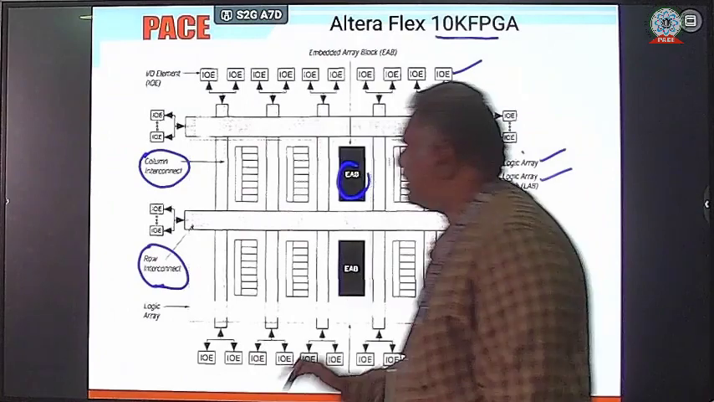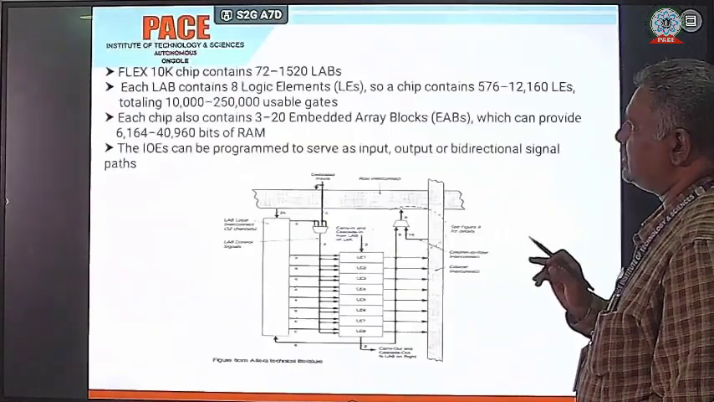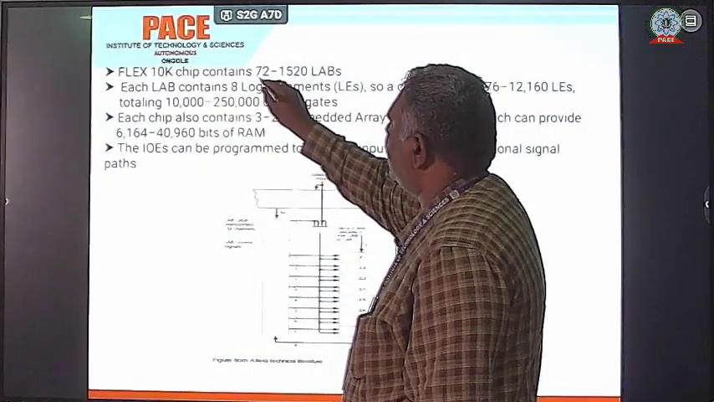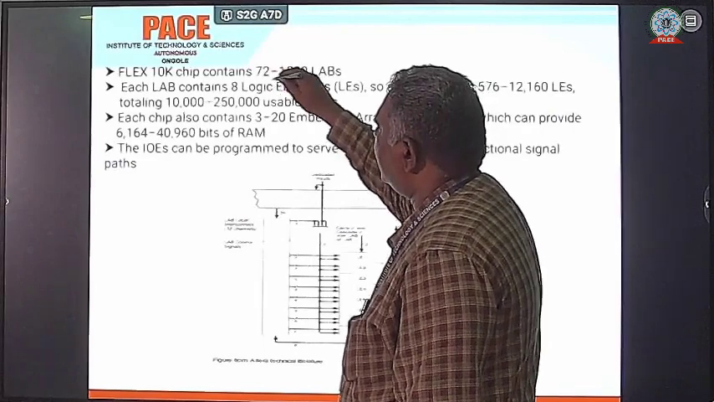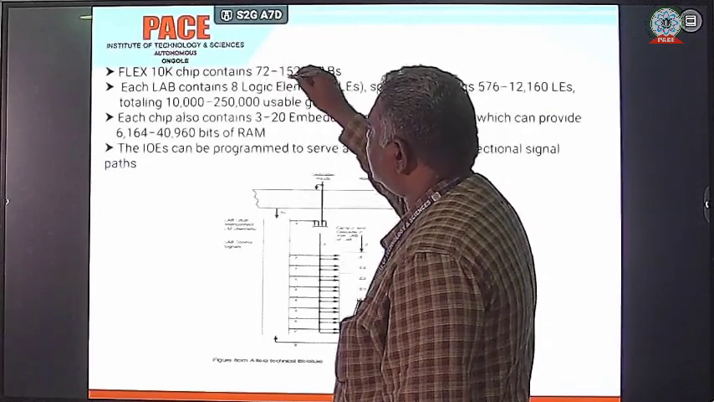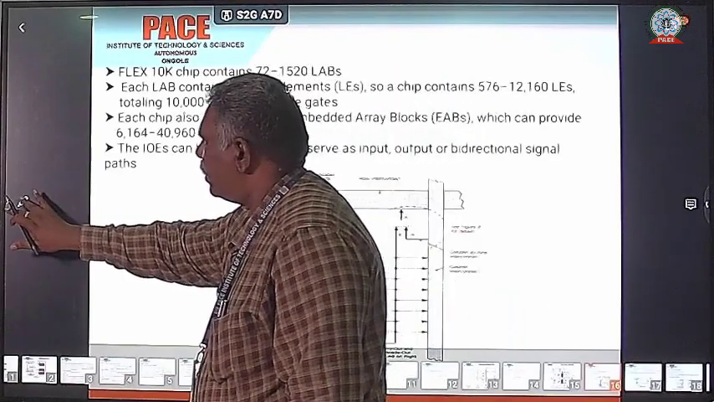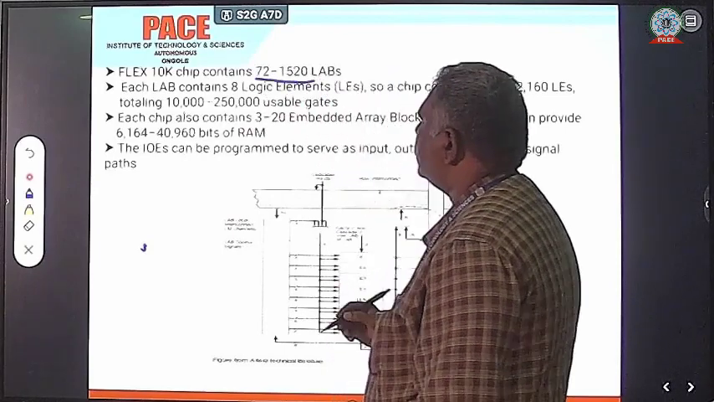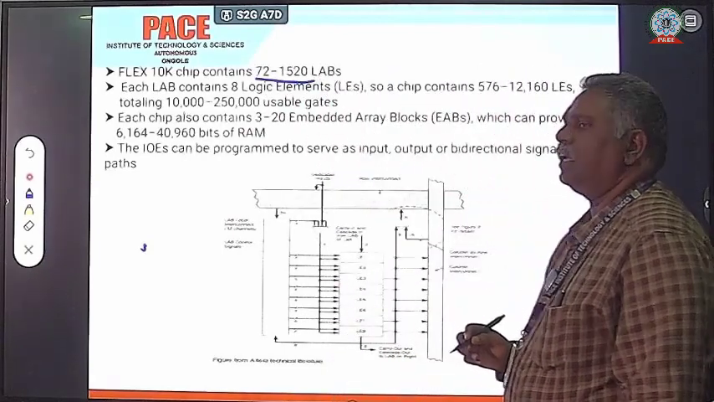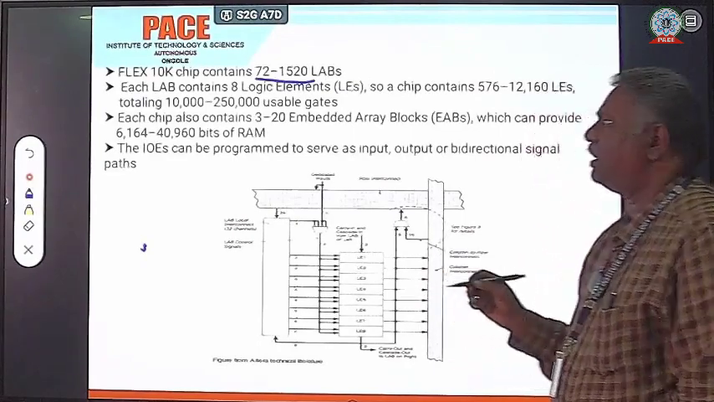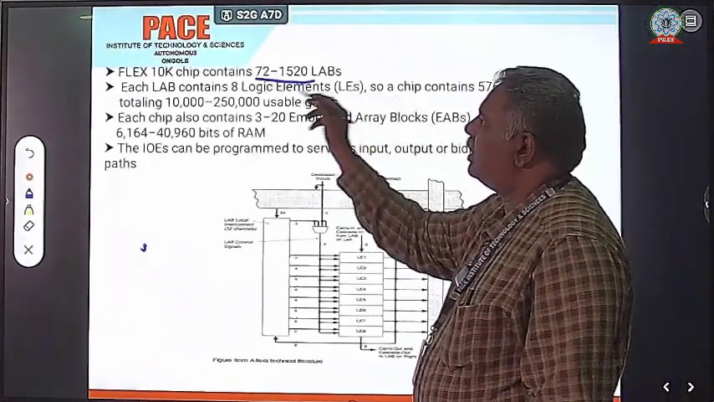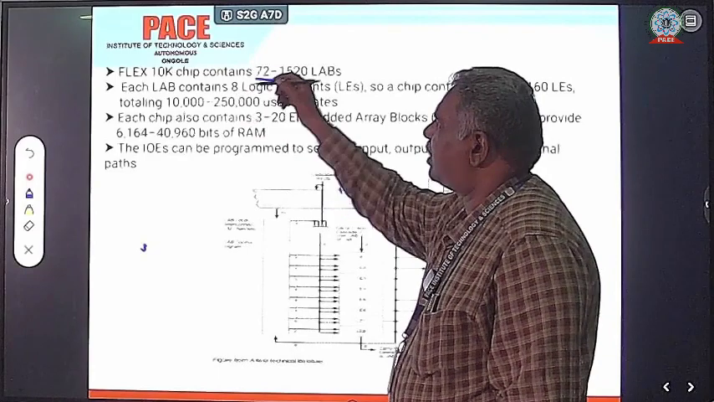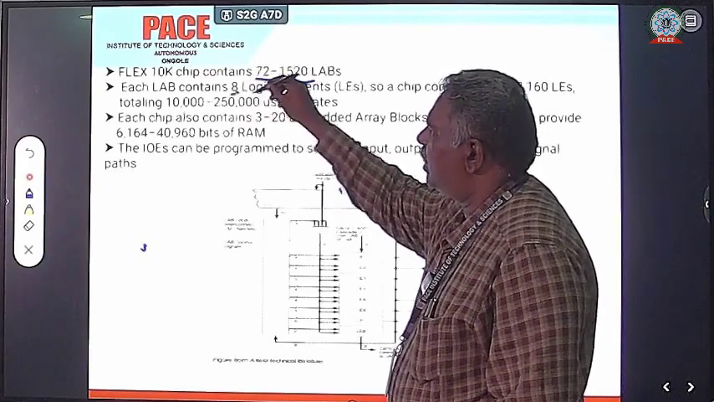Now we will see what the advantages are. In this, how many LABs are there? We have 72 to 1520 LABs. So this is one of the advantages. As already we know, in each LAB we have 8 logic elements, as we have already seen in the 8000.